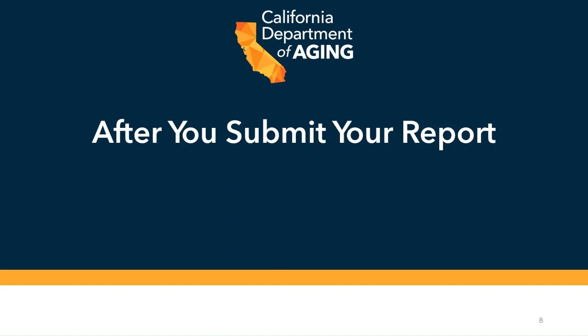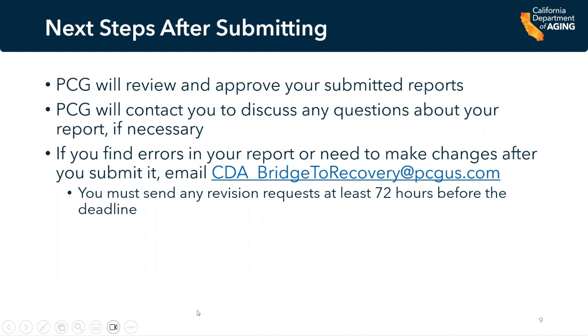So now let's just talk briefly about what happens after you submit your report. Once you submit your report, PCG will review it and hopefully approve it if everything looks good. If we do have any questions or want to discuss anything about your report, we will reach out to the contact person you provided to get that information. If you find any errors in your report or need to make any changes after you submit it, you can email CDA_bridge to recovery at pcgus.com to make that revision request. We just ask that you do send any revision request at least 72 hours before the deadline for that report.